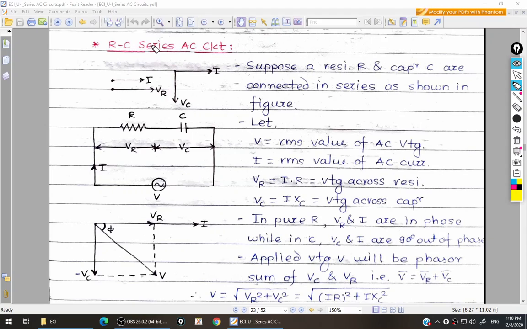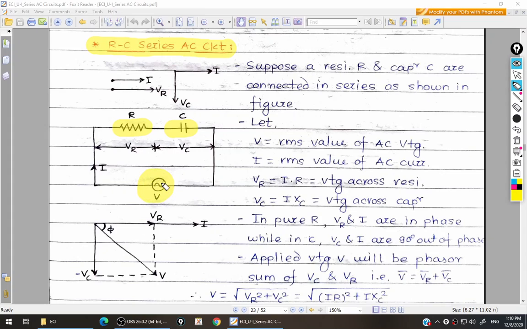Hello friends, today we will study the series RC circuit, the single phase series RC circuit. This is the circuit in which we are connecting resistance and capacitance in series with a single phase AC supply. So friends, your circuit will look like this. Here we have a resistor and a capacitor, and here we are connecting a single phase AC supply.